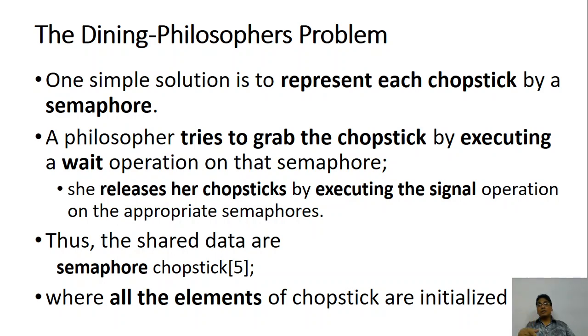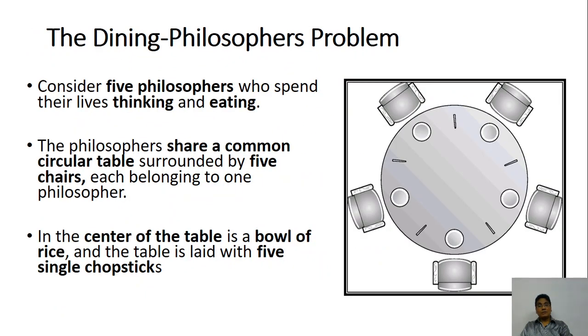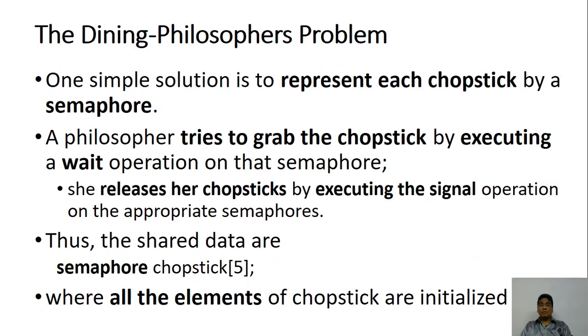How many sticks are there? If you have counted, 5 philosophers and 5 chopsticks. If you look at the diagram again, everybody is not given two chopsticks. One chopstick is shared among them. So 5 philosophers and 5 chopsticks. What is the problem here? The chopstick has to be given in a mutually exclusive manner to the others. So how can you do it?